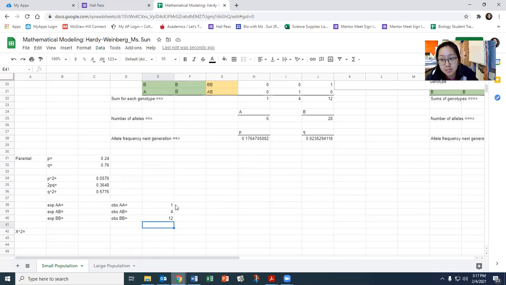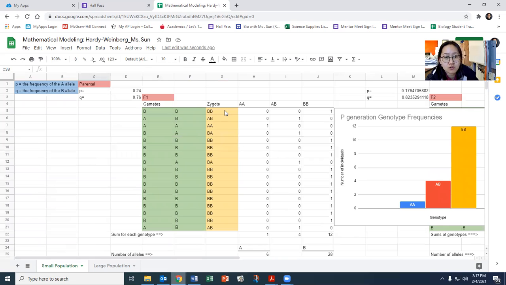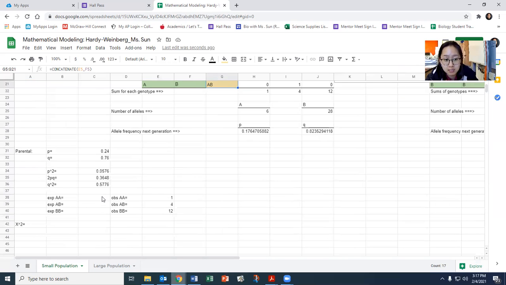And like I keep saying through all these videos, I pulled 17. So when you pull 16, you'll be multiplying by 16. The only reason why I'm multiplying by 17 is because I have 17 individuals, okay? So my rows from zygote all the way down here are 17 total, but yours should be 16 because I asked you to pull 16.